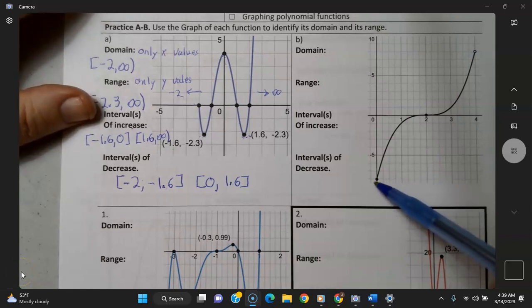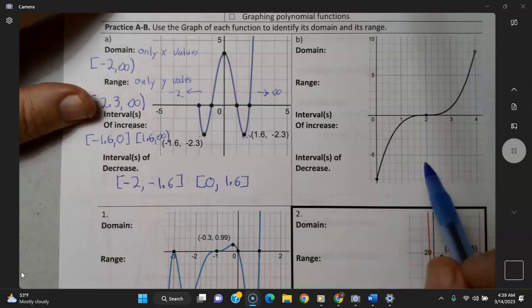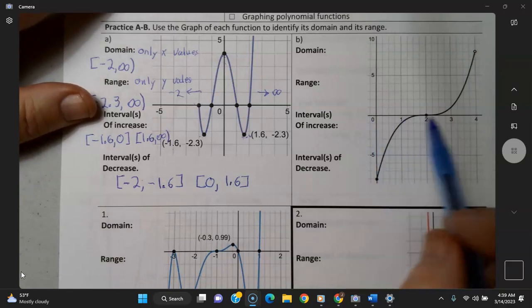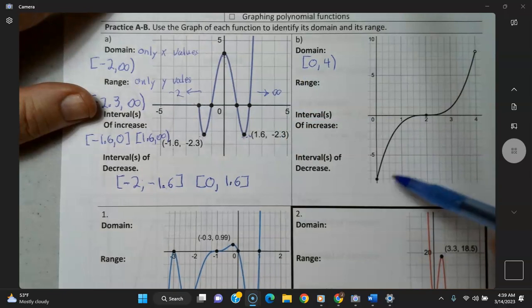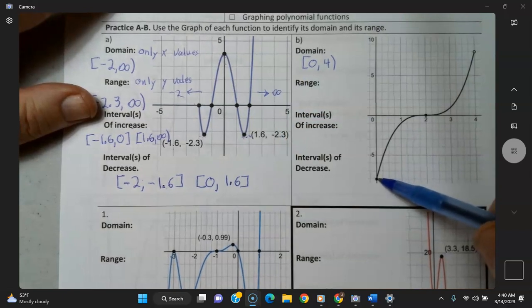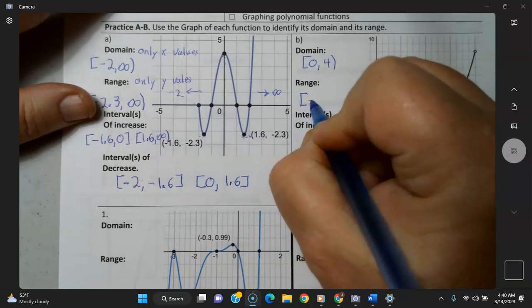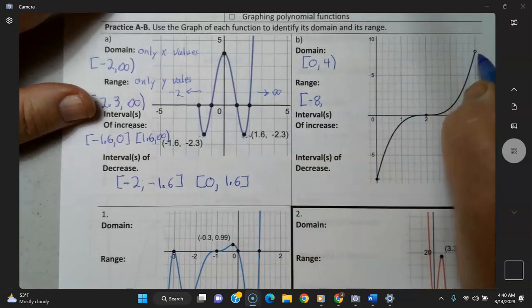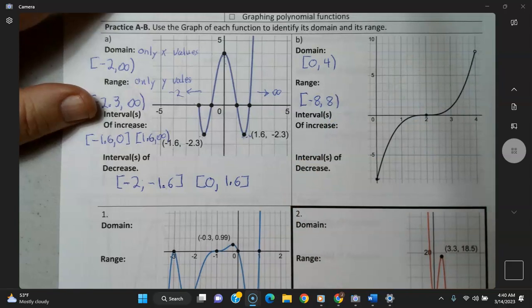Okay, here we have a graph. Now it has definite starting and ending points. It starts here at x equals 0, y equals -8, and it ends over here at x equals 4, y equals +8. So the domain goes from 0 to 4, but it does not include 4 because that's an open circle. The range goes from -8 up to +8. It includes the -8, but it does not include the +8, so that's an open circle.